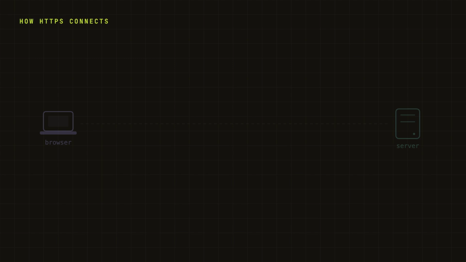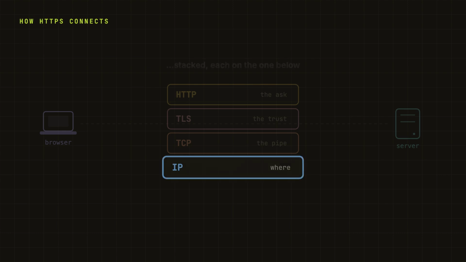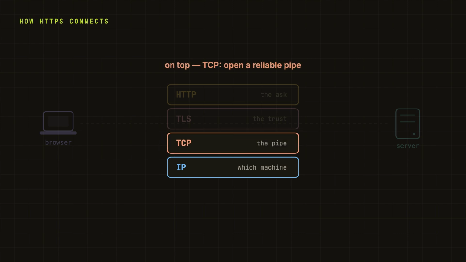Okay, before we build it, let us get the shape in our heads because it is simpler than it sounds. HTTPS is really just four jobs stacked, each one sitting on the one below it. At the bottom is the address, the number DNS gave us. That is just where the machine is. On top of that sits TCP. Its one job is to open a reliable pipe, so bytes actually get across in order. On top of TCP sits TLS.